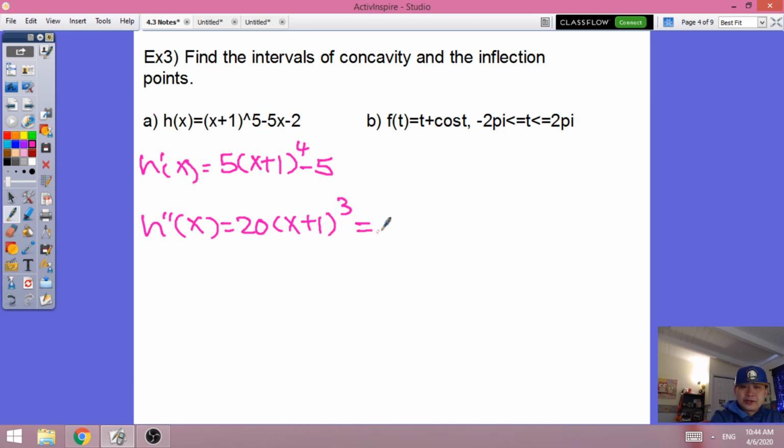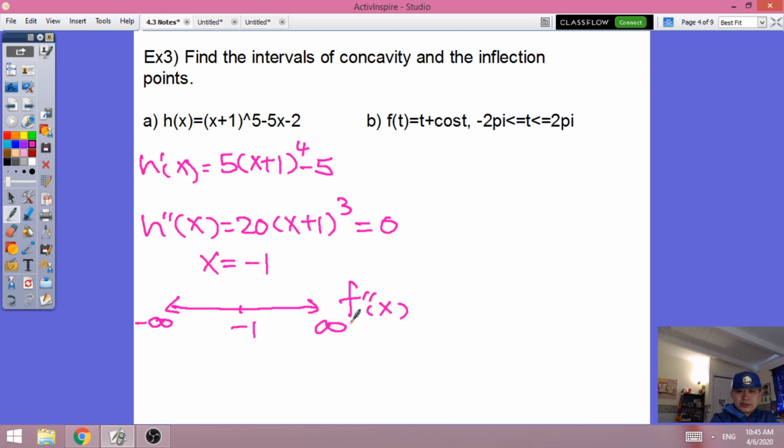We want to set that equal to 0, so obviously x must be negative 1. And then you want to find out about the concavity. This time, instead of doing the first derivative line test, we're doing the second derivative line test, because we want to find out about the concavity. Negative 1 is right here in the middle. We know the original function is a polynomial, so it runs all the way from negative infinity to infinity. Let's pick any numbers: say negative 2, and over here, 0.